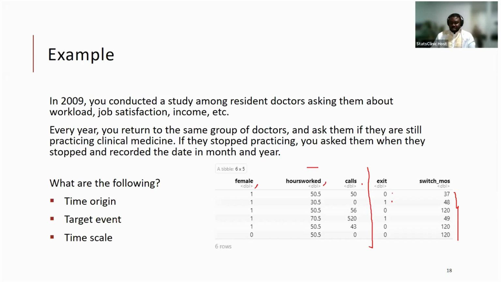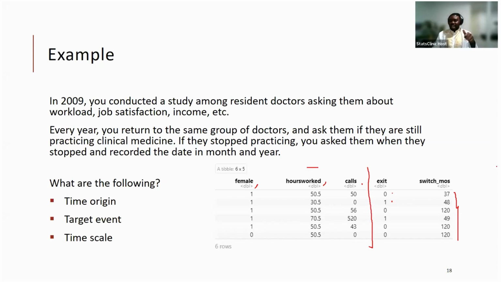Someone else wants to tell us what the target event was? Anyone who hasn't spoken today. Go ahead. If they exit from the program or not. Okay, so that is the target event. If they exit from the program, you record 1. If they didn't exit, you record 0.